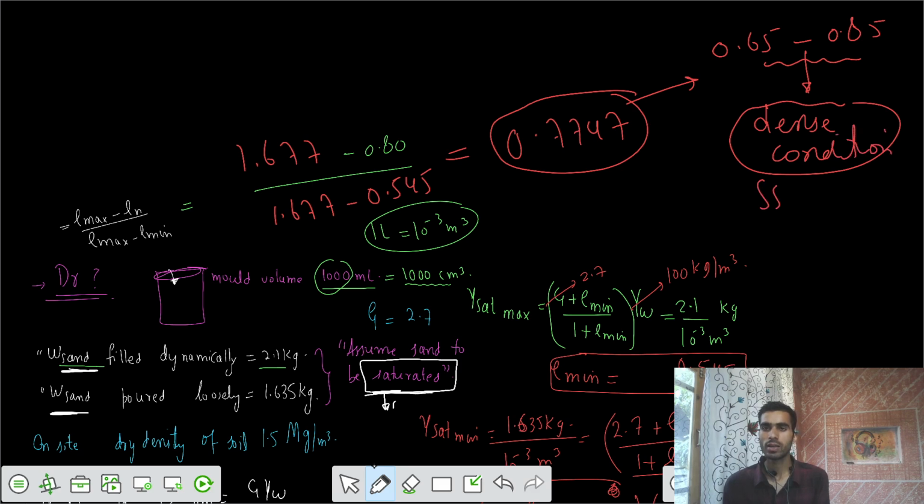So that means shear strength is good and compressibility is less. This was the end of relative density. I think we can stop here.